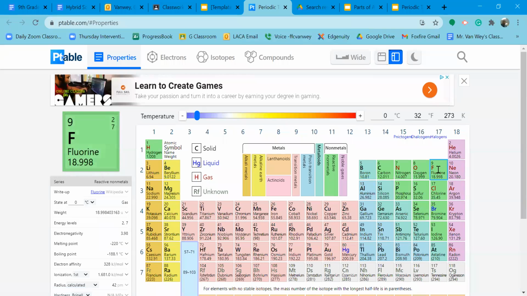Fluorine is this element right here. Okay, we'll notice that there are 2 different numbers on this element card. I call these element cards. But 9 is the one we're looking for. This is the number of protons. This is the atomic number.